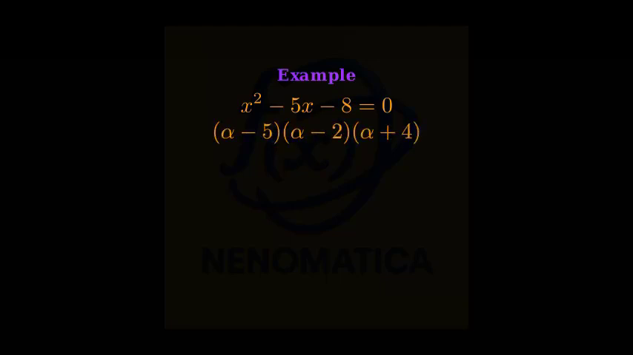Today we're going to solve a quadratic equation using substitution. Let's look at our example. Consider the quadratic equation x squared minus 5x minus 8 equals 0. If alpha is a root of the above equation, find the value of the expression alpha minus 5 times alpha minus 2 times alpha plus 4.